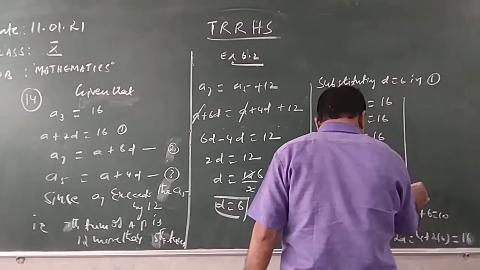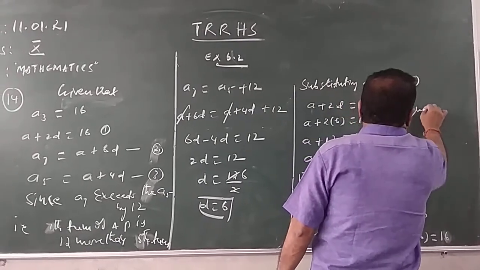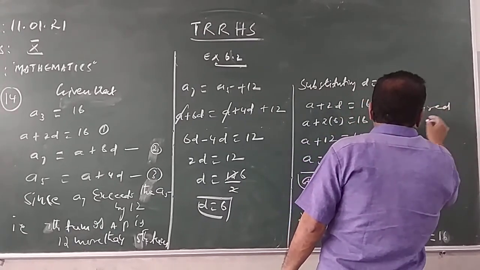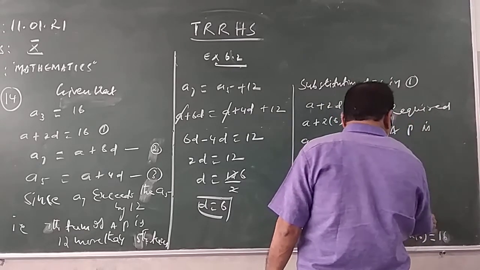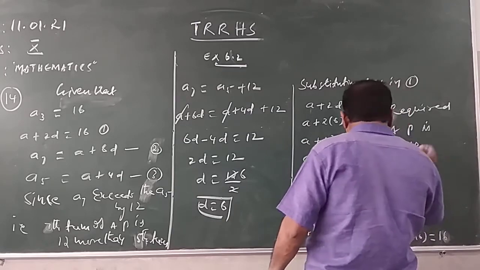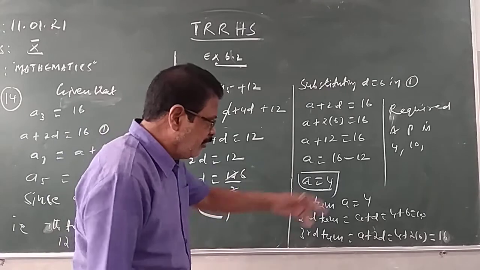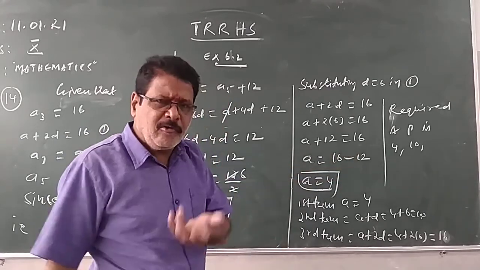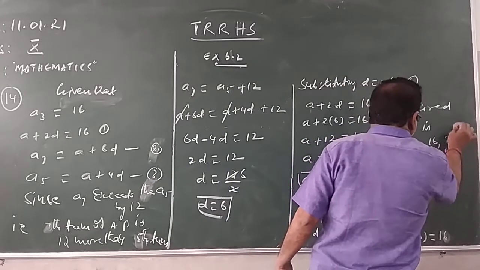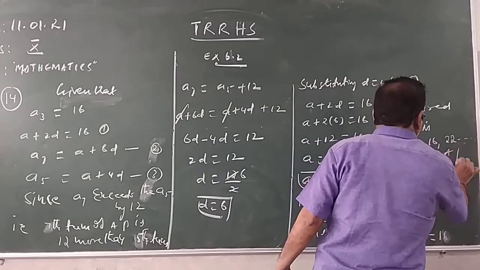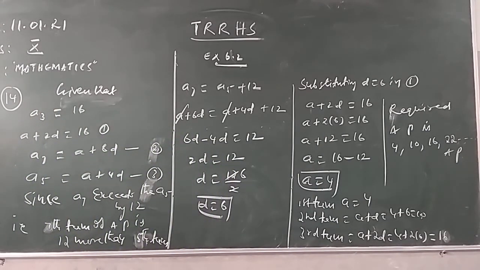Nice. Write down the AP. The required AP has first term 4, second term 10. When you add the common difference to the preceding term, you get the succeeding term. Preceding term is 10. Succeeding term, how do you get? Add the common difference 6. 10 plus 6 is 16, 16 plus 6 is 22, and so on. This is the AP. Like this you can do. I hope you clearly understood that.